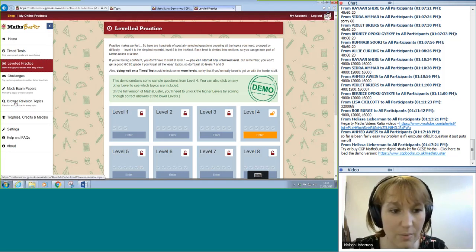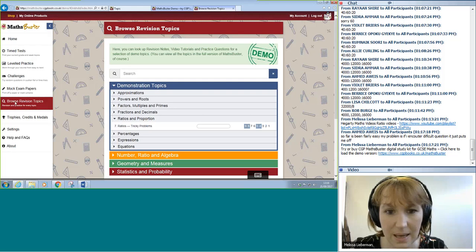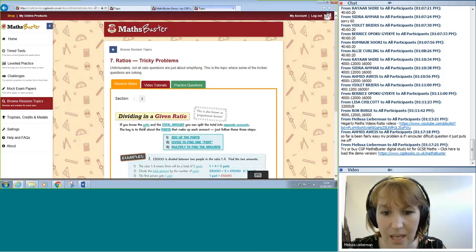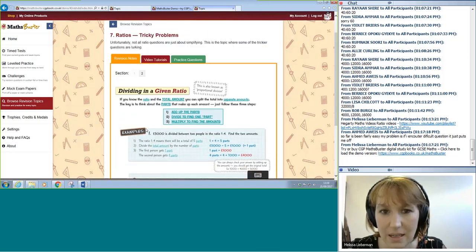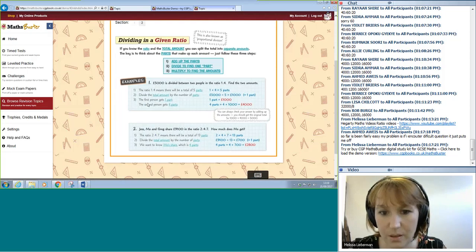So go into Browse Revision Topics, and in the demonstration topics, there is a section on ratio and proportion. We've got ratio tricky problems. So let's click on that. And what you get here is some revision notes. If you're watching the recording and you want to pause and have a look at that, this is just a copy of what you get in the revision guides, and this is just what we've already been through for dividing a number in a given ratio. Add up the parts, divide to find one part, and then multiply to find the amounts.